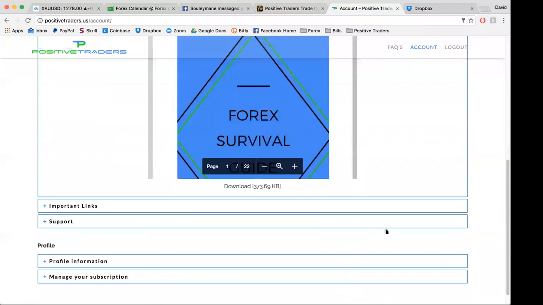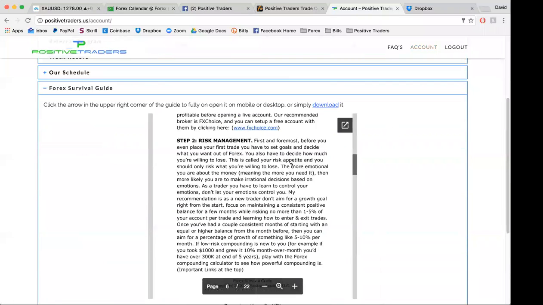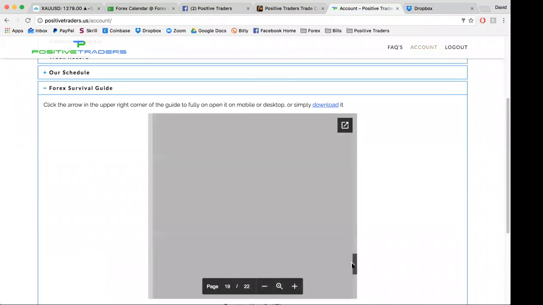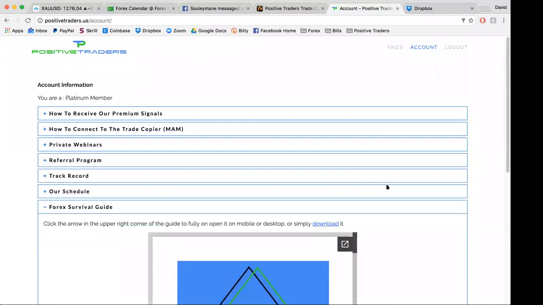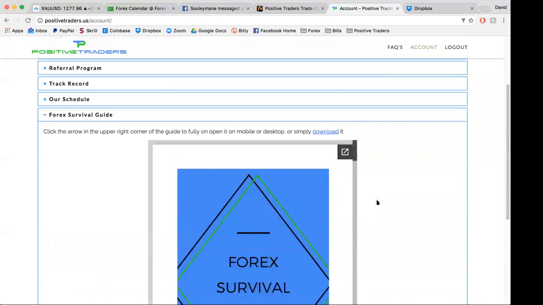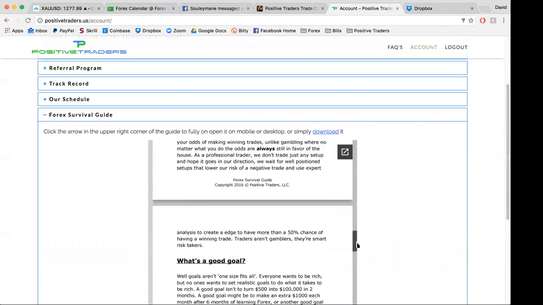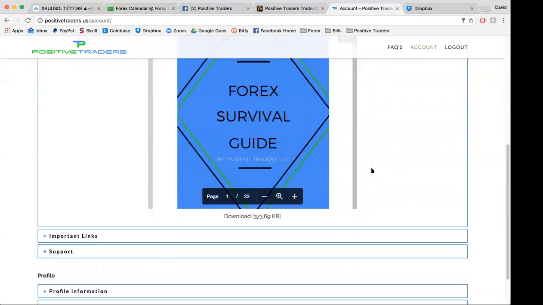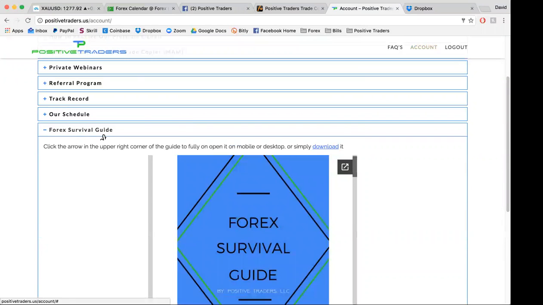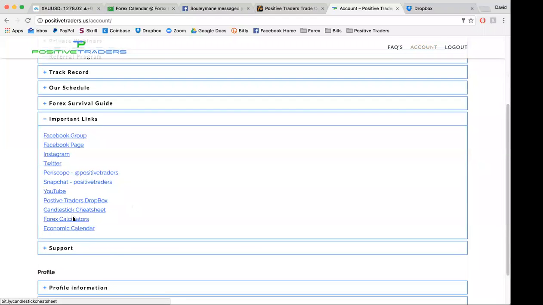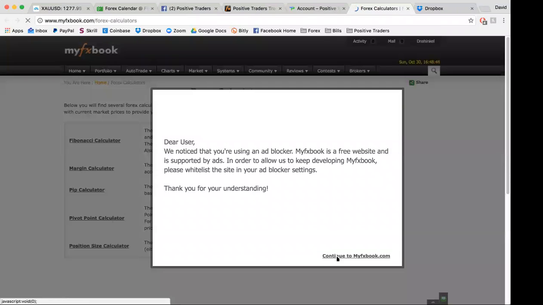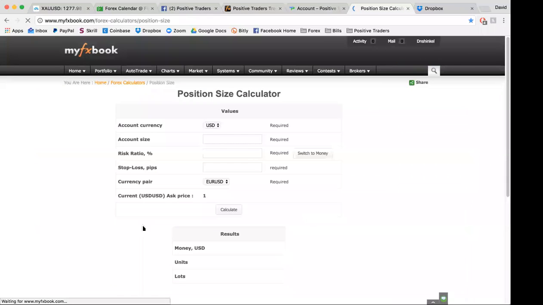Forex survival guide. If you guys are new and you've just blown off reading this, please don't, guys. This is literally a how-to guide of how I built my strategy, how I built my success. Some of it is going to be repetitive, right? Some of you can skim through some of it. But I'm sure if you read it, each and every one of you can take something away from it. All the important links, if you're asking for the cheat sheet, the Dropbox, the YouTube, different calculators, right? We've got the different calculators. Some of you guys have been asking for the position size calculator right here.